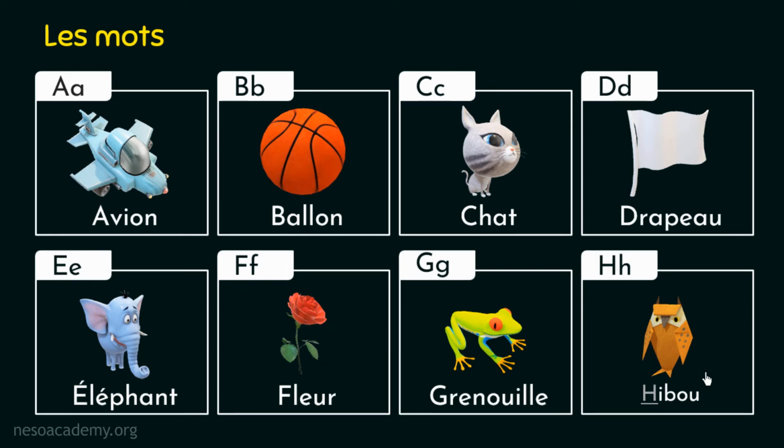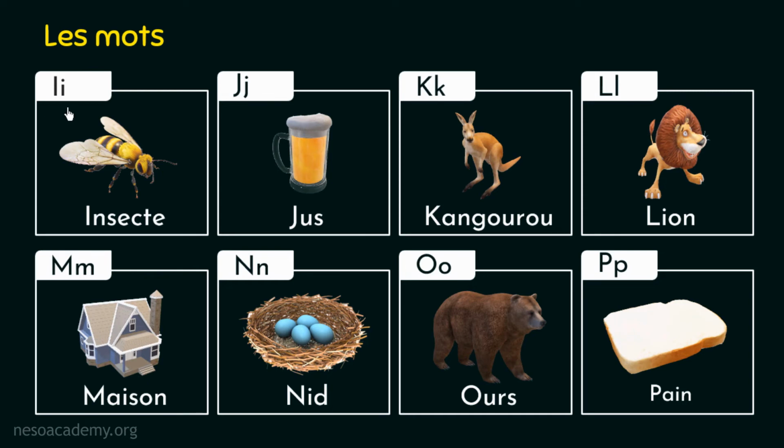Now let's move on to the ninth alphabet, that is I, and the French word associated with this alphabet is called as insecte. Insecte means an insect. Now let's talk about the 10th alphabet, that is J, and the French word associated with this alphabet is called as jus. Jus is juice.